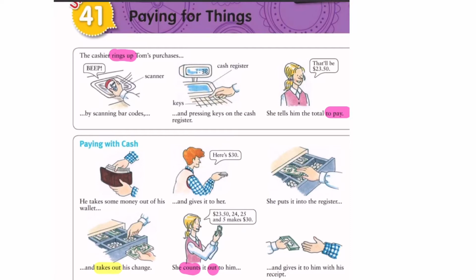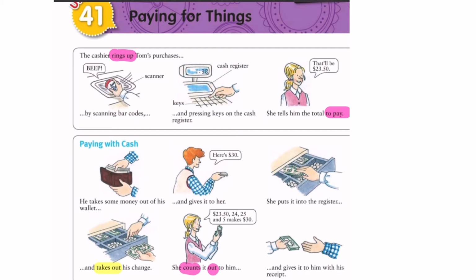Unit 41. Paying for things. The cashier rings up Tom's purchases by scanning barcodes and pressing keys on the cash register. She tells him the total to pay.